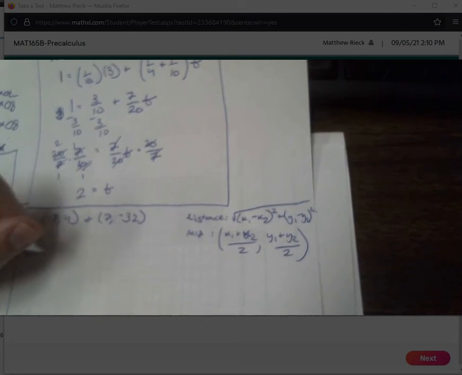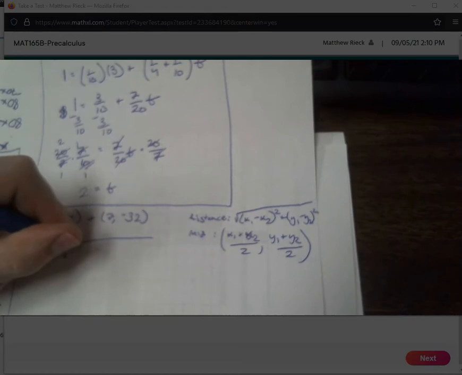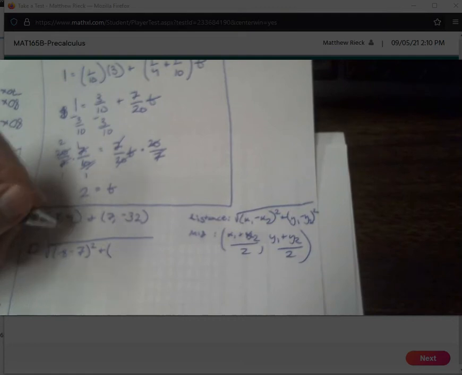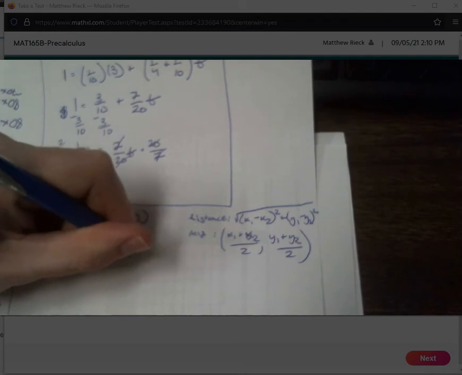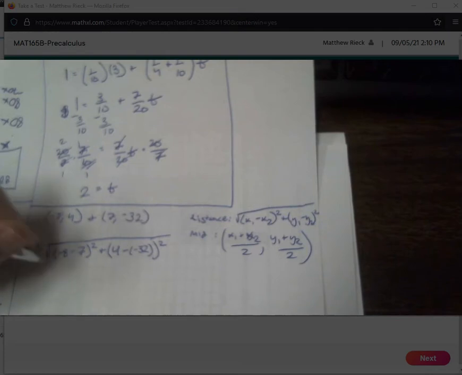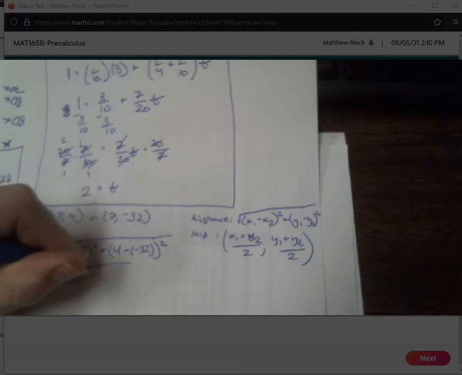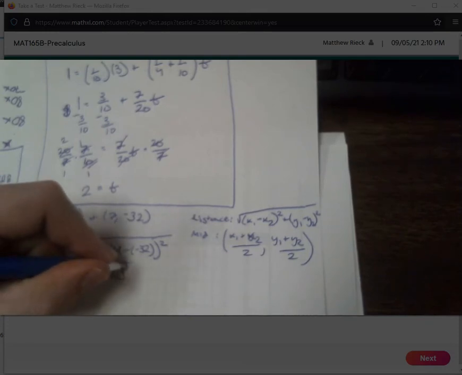All right, so the distance is going to be the square root of x1, which is going to be -8, minus x2, which is going to be 7 squared. And then so we have plus y1, which is going to be 4, minus a -32, so minus y2 squared. All right. Just doing some of the arithmetic here. So -8 minus 7 is going to be -15 squared, plus 4 minus a -32, which is going to be 36 squared.